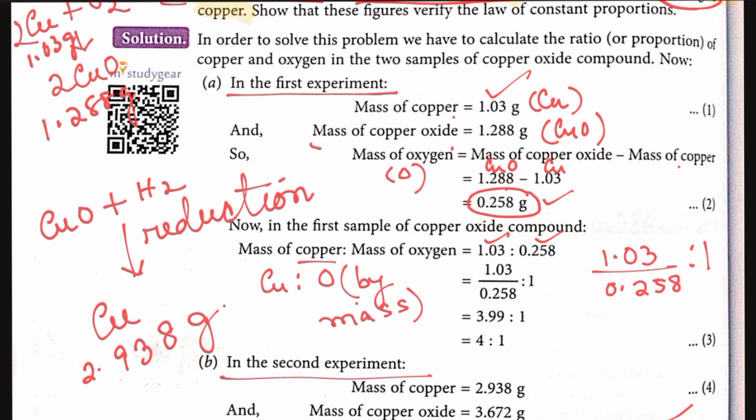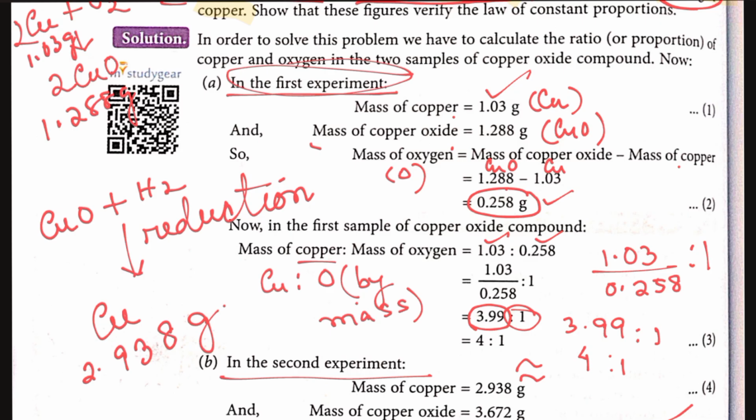Now when you calculate, you should be good in basic mathematical operations: division, multiplication, addition, subtraction. So when you divide 1.03 by 0.258, you will get 3.99 is to 1. This is equivalent to 4. So 4 is to 1 is the ratio by mass. It is obtained from one experiment, the first experiment.